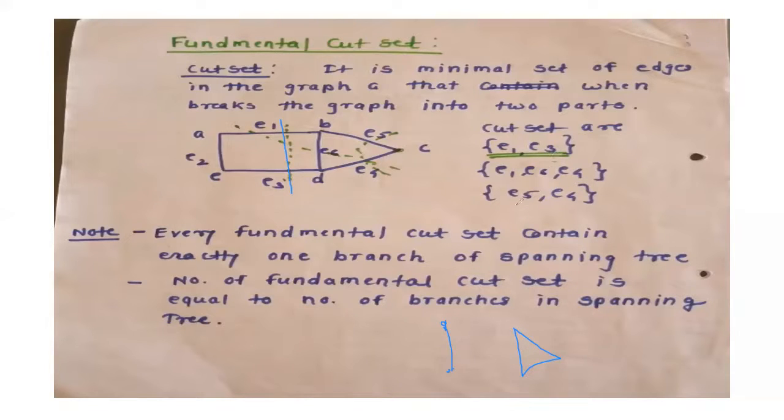There are two edges here. Again, E5, E4, there are two edges here. So these are the minimum, and these are the cut sets for the given graph.